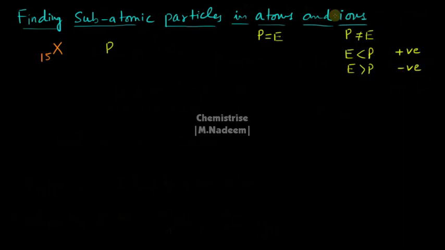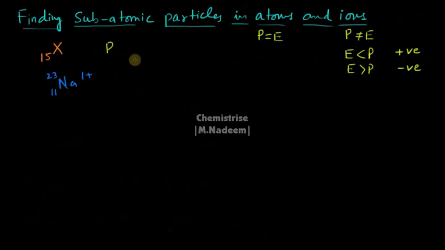Fine, let's see that. For example, we have Na+. Now, Na+ means that it has one fewer electron. So sodium has a proton number of 11 and its nucleon number is 23.